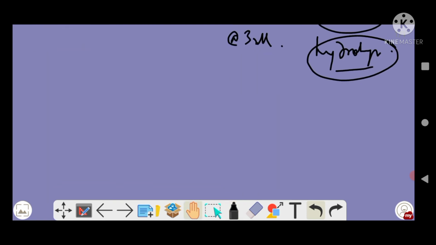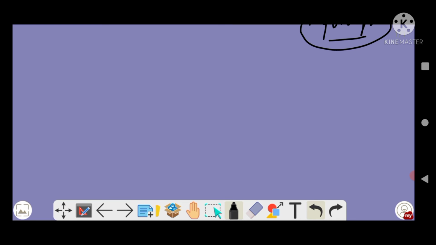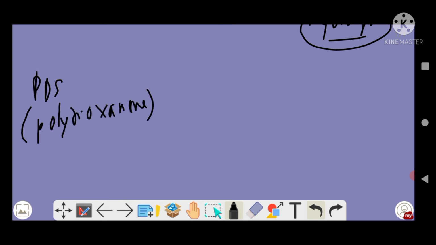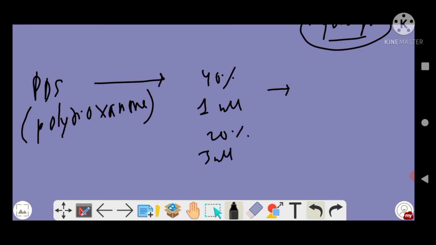So next let's move on to what we'll discuss next. PDS, very important, polydioxanone. So the tensile strength remaining here is 40% by 1 week, 20% by 3 weeks. Okay, but the important thing is your absorption rate.